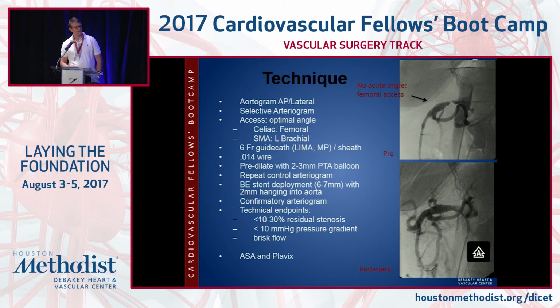A little bit about the technique. There are maybe a couple of salient points. One very important point is about the access. Where do you go, from the femoral or the brachial? Many people, and I know I myself, judge it based on the angle of acuity from the aorta. Here in this case, you see this high-grade celiac artery stenosis, but you see that it comes off at about 90 degrees to the aorta.